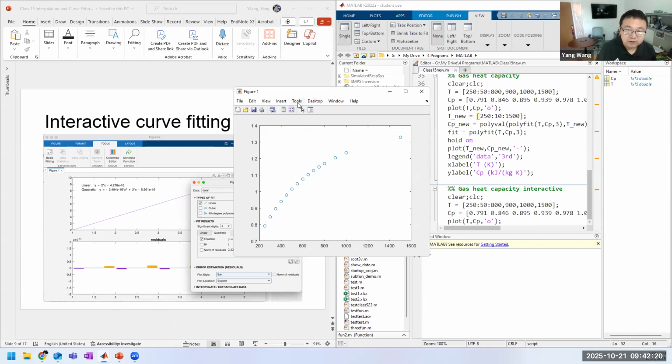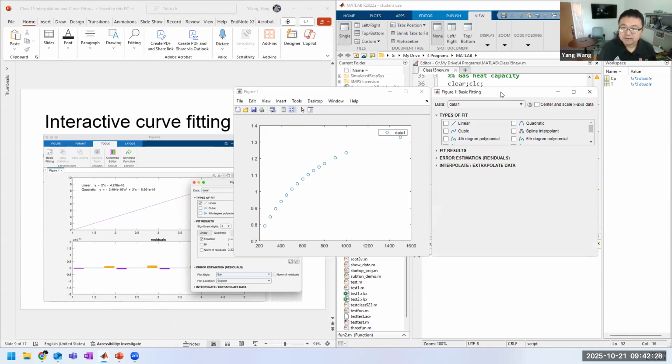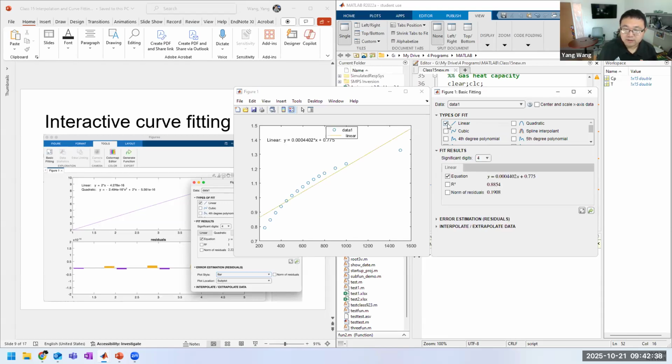To do the fitting, we can go to Tools and then Basic Fitting. You're going to see a panel showing up on the right-hand side. So this is data, and we already have this label here. You can use different types of fitting. For example, you can show linear, and then this is the equation. You see that linear fit is not a really good fit. Quadratic is getting better. Cubic, even better. So we're trying to fit the data with a cubic fit.